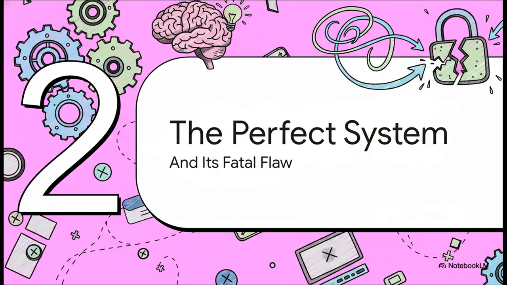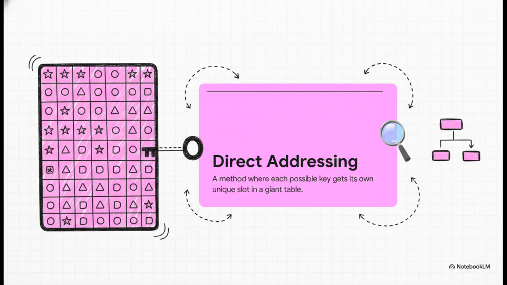Okay, so let's start with a thought experiment. Let's try to design a perfect system, something that is theoretically flawless for storing and finding data. It's brilliant, it's simple, and as we're about to see, it has one gigantic, fatal flaw. This so-called perfect method is called direct addressing, and the idea really could not be simpler. You just create a massive table, like a giant set of digital cubbyholes, with one slot for every single possible key you might ever want to store.